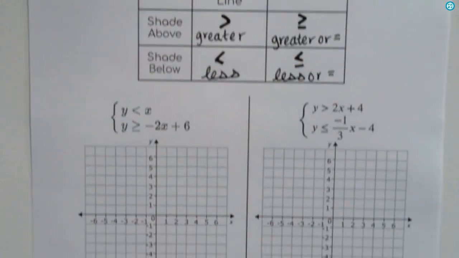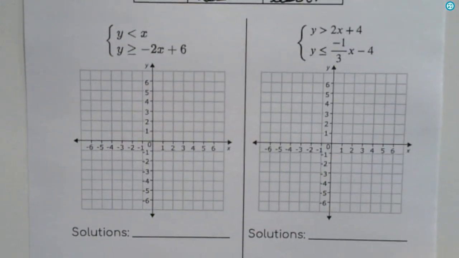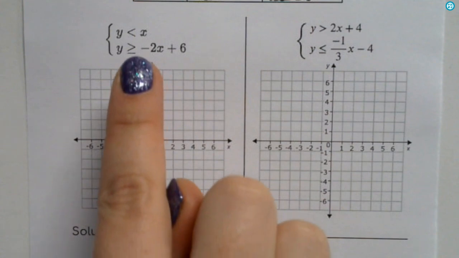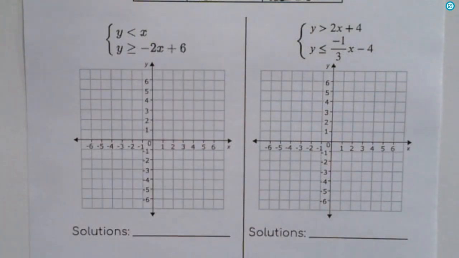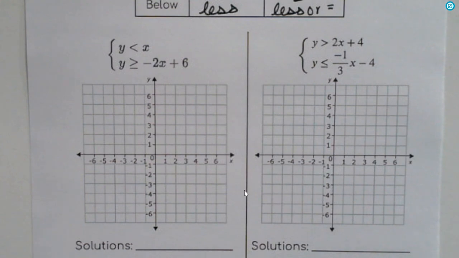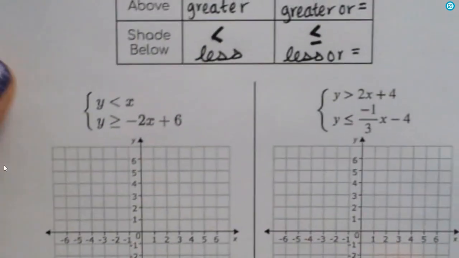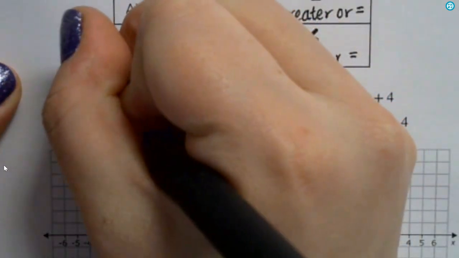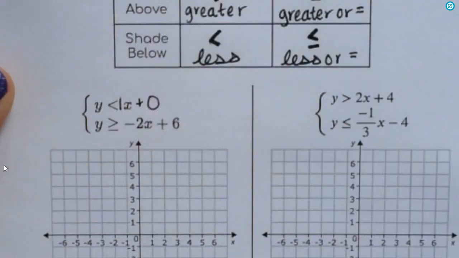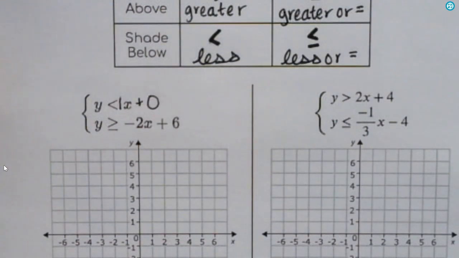Okay, I'm going to move down to our first example then. And we've only got two examples. They're both on this side. So the first one we have is y is less than x. The first thing that I'm going to do is put in my imaginary numbers because it's going to make my life easier. So y is less than x is the same as y is less than 1x plus 0. So now I've got a slope and a y-intercept.